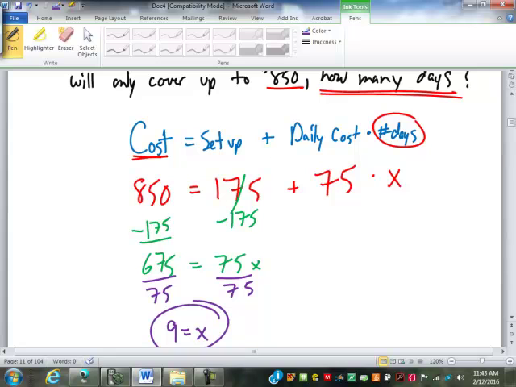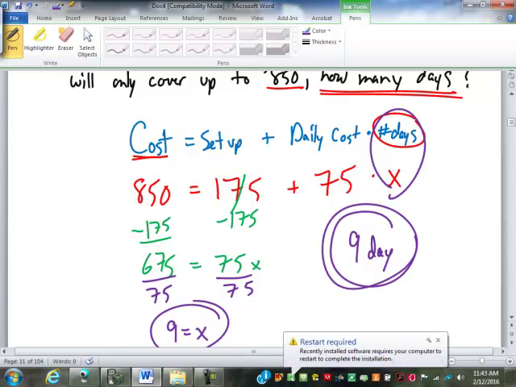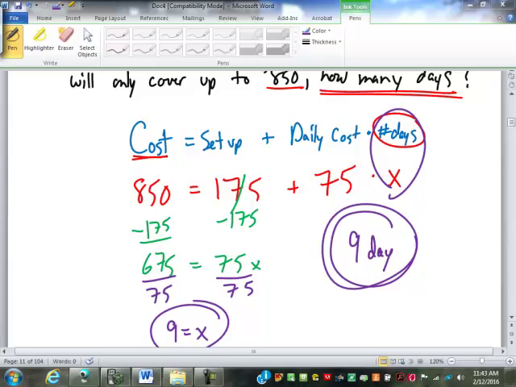So at this point we've solved our equation, but we're not done with the problem. We still have to make sure we answer the question that is being asked. This problem is asking us how many days. So we go back and say, X is 9 and X does represent the number of days. So the answer to our question is 9 days. Insurance will cover for 9 days.